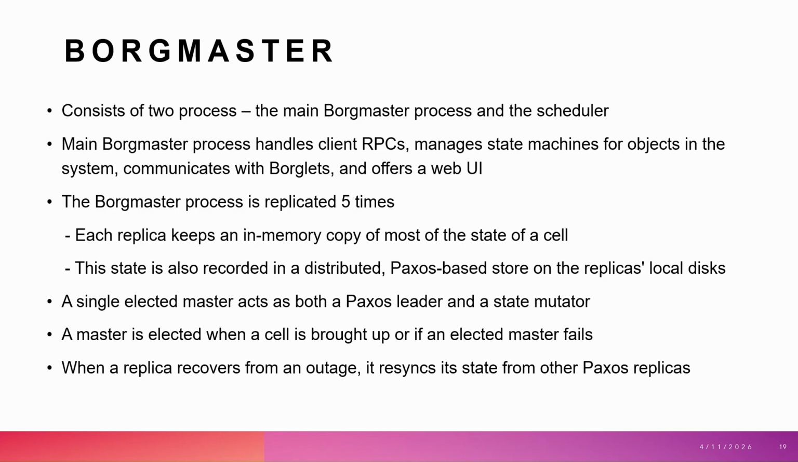The state is also recorded in a distributed Paxos-based store on the replica's local disks. A single master acts as both a Paxos leader and a state mutator, and a master is elected when a cell is brought up or if an elected master fails. When a replica recovers from an outage, it resyncs the state from the other Paxos replicas.